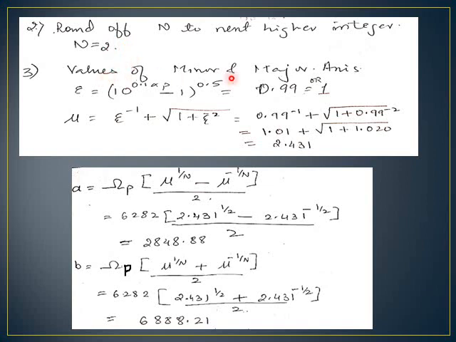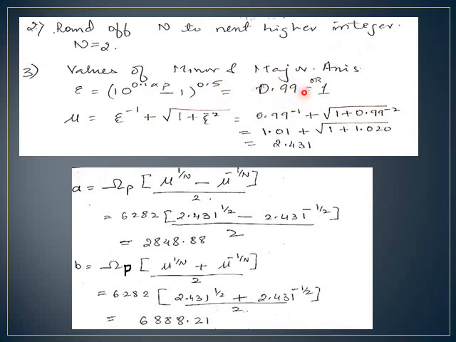Now we need to find the values of minor and major axis. So mu is equal to zeta raised to minus 1 plus square root of 1 plus zeta raised to minus 2. In order to calculate zeta, the formula is zeta is equal to (10 raised to 0.1 alpha p minus 1) to the power 0.5.